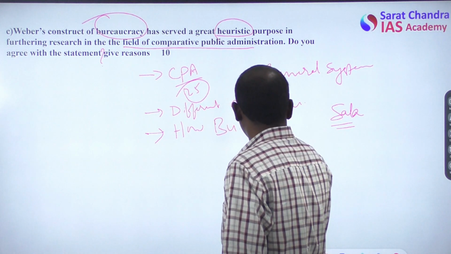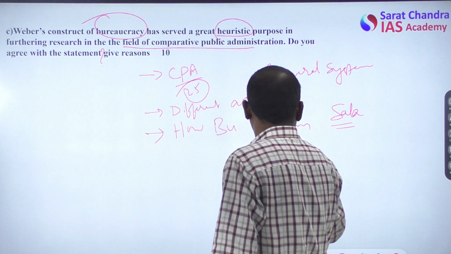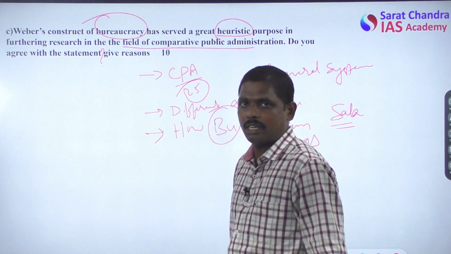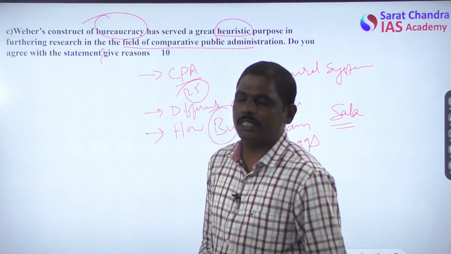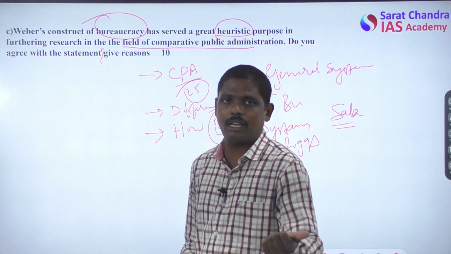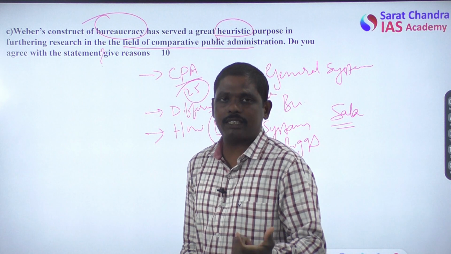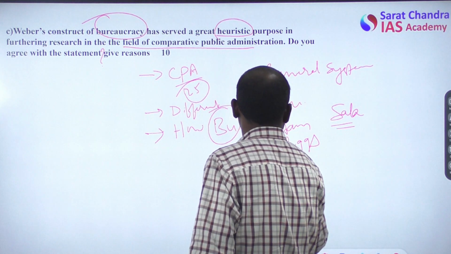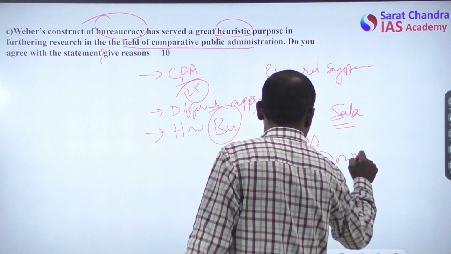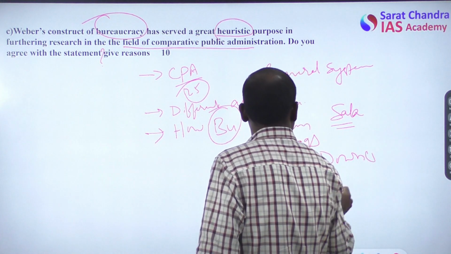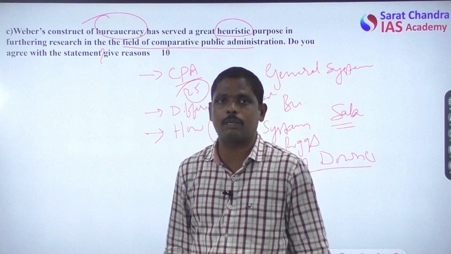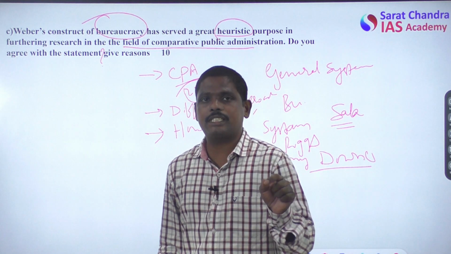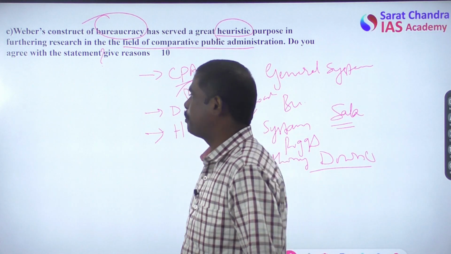Simply use the systems approach, Riggs, and how Riggs has used this bureaucratic Sala for his analysis. By using this example of Riggs, we can say that bureaucracy has acted as a model. Even Anthony Downs adopted a bureaucratic approach. So this is how we can say that bureaucracy is the basis for the research in comparative public administration.